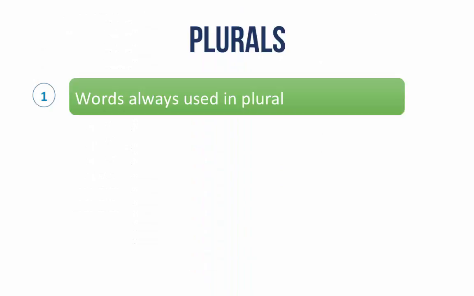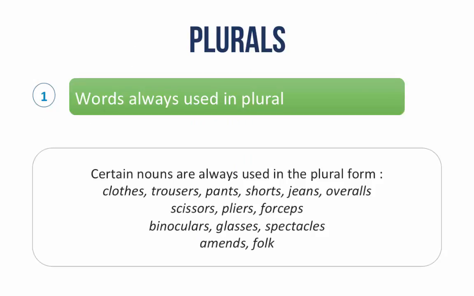Words always used in plural. Certain nouns are always used in plural form. For example, clothes, trousers, pants, shorts, jeans, overalls, scissors, pliers, forceps, binoculars, glasses, spectacles, amends, and fork.